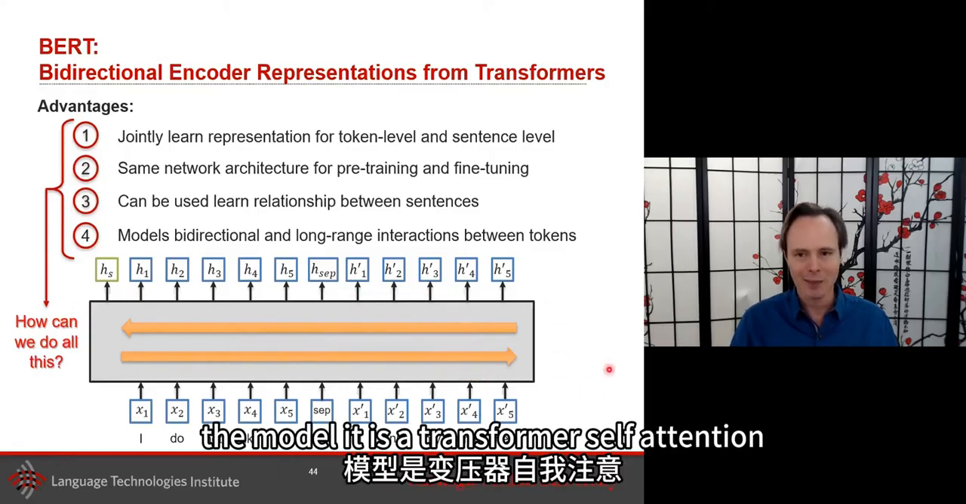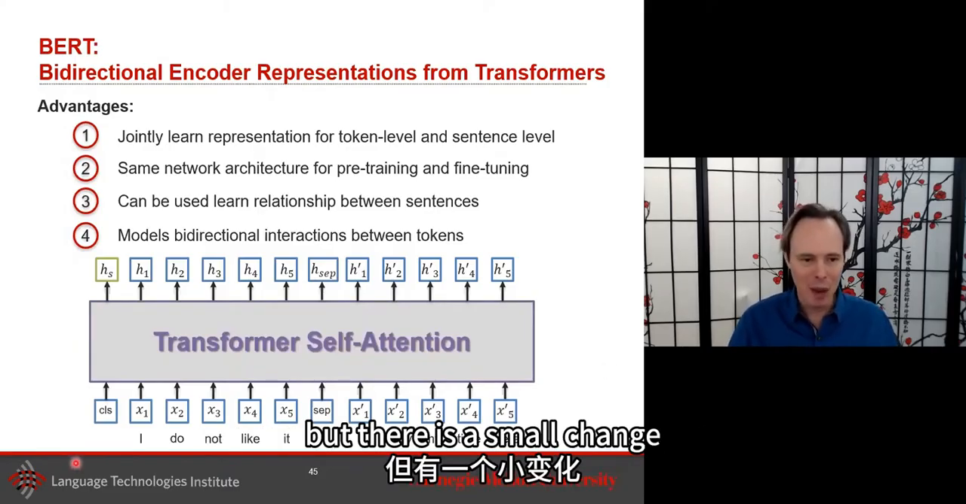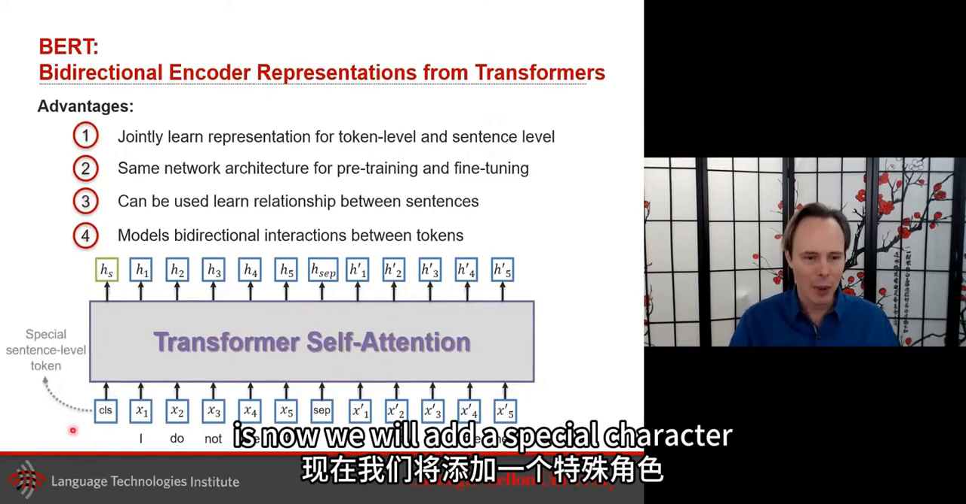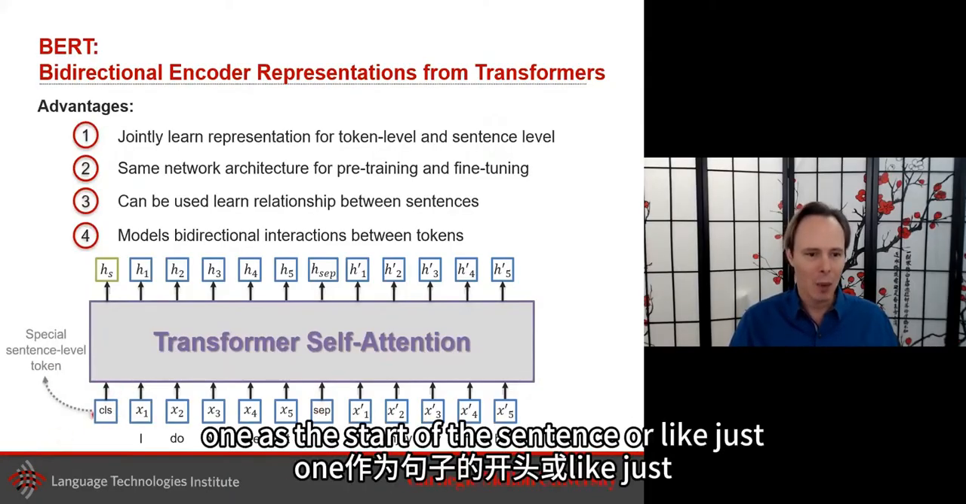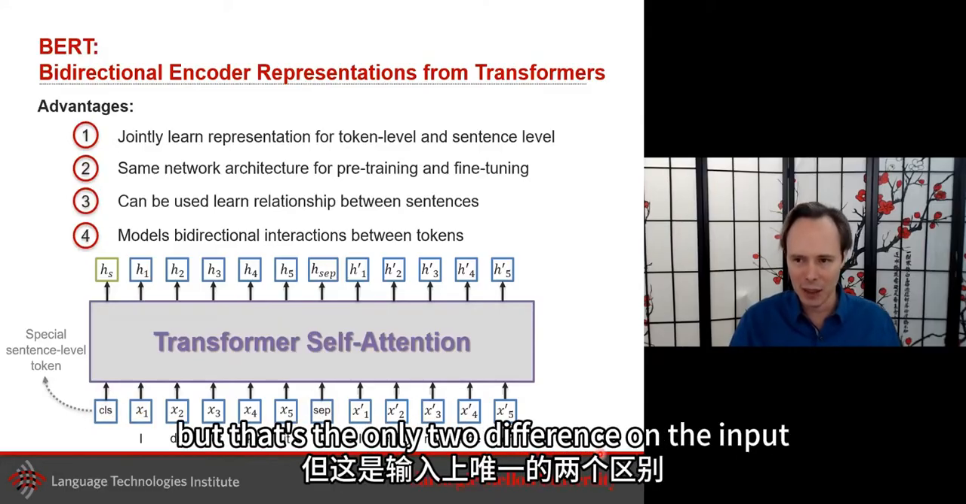The model is a transformer self-attention. But there's a small change: now we will add a special character. In fact, two of them. One as the start of the sentence, and then another one as a separator. But that's the only two differences on the input.